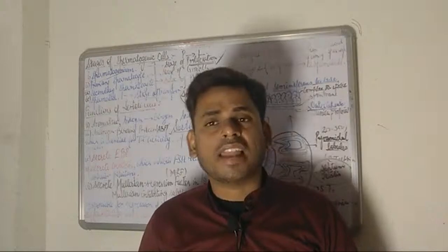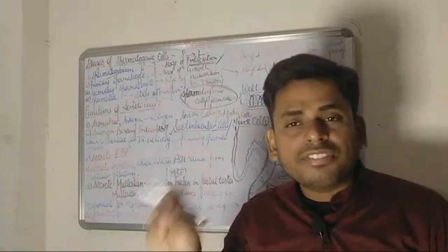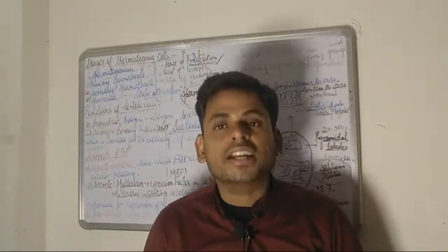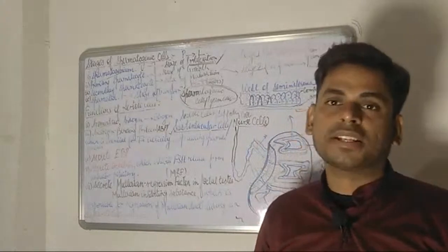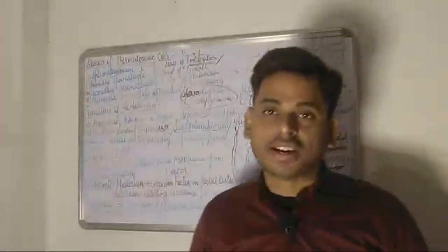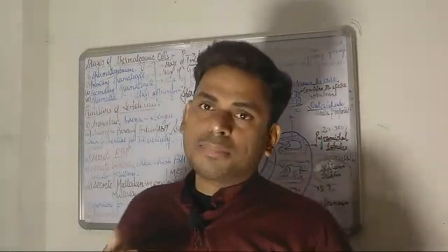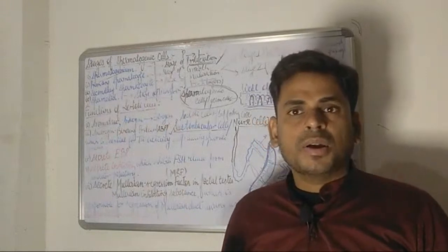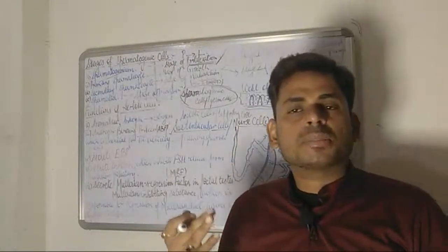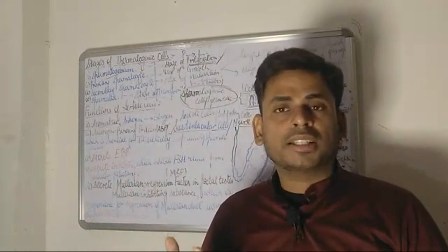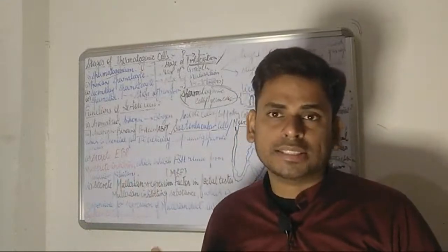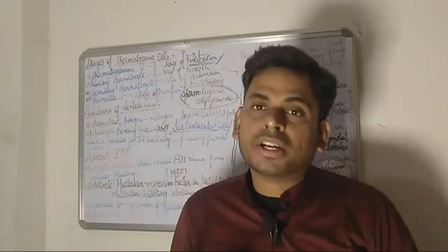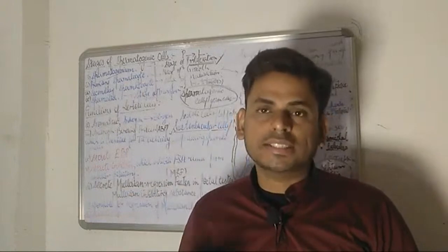And finally, the last but not the least, and a very important function of the Sertoli cells, is that they release the Mullerian inhibiting substance or the Mullerian regression factor. So students, as you all might be very well aware, it is the Wolffian duct which is responsible for the production of the accessory sex organs in males, and it is the Mullerian duct which is responsible for the production of the accessory sex organs in females.